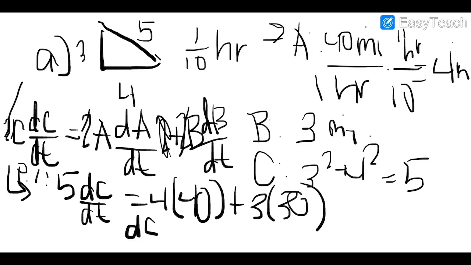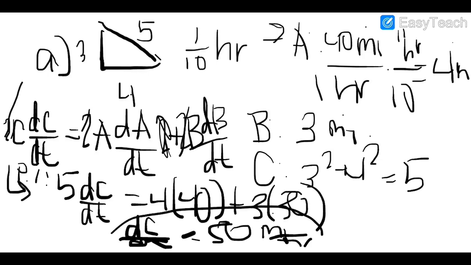And dC/dt, which is what we have been solving for, sorry, I can't really fit it down there, that's dC/dt equals 50 miles per hour. Oh, and my phone doesn't like to cooperate, but that is supposed to say 50 miles per hour. So that's dC/dt for A, our final answer.